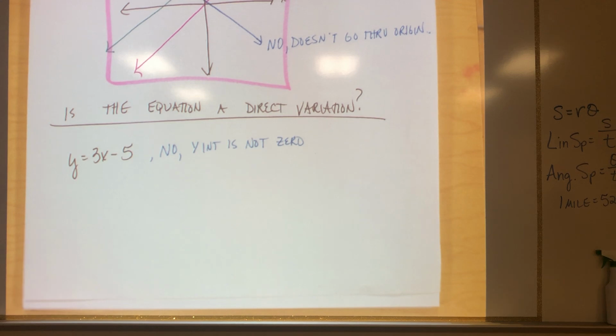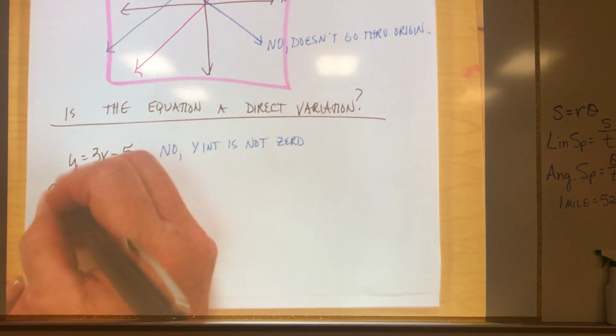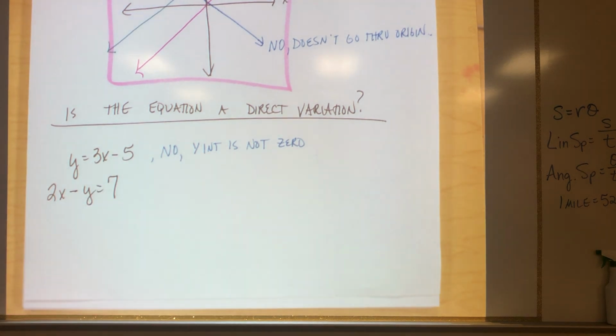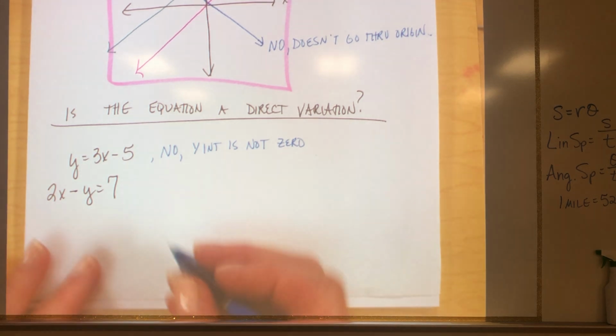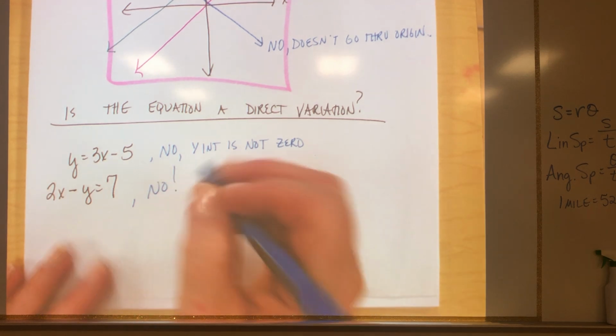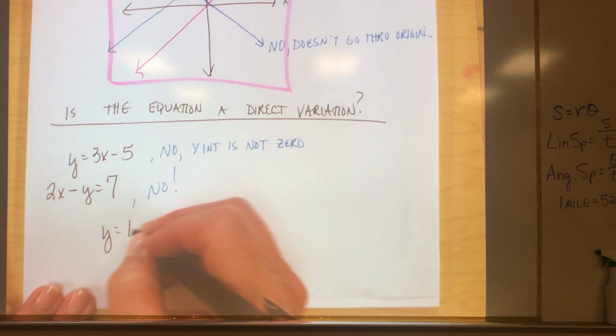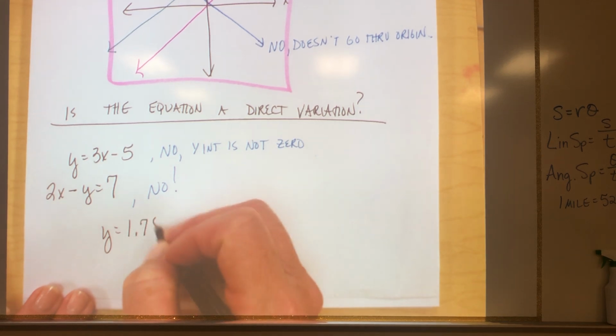All right, ready? Here's the next one. 2x minus y equals 7. Don't yell it out. 2x minus y equals 7. Yes or no? No. Very good. No, it's not. What about this guy right here? Don't blurt it. Y equals 1.78x.